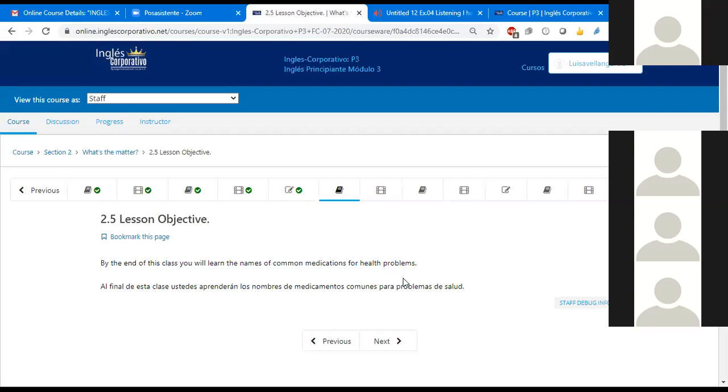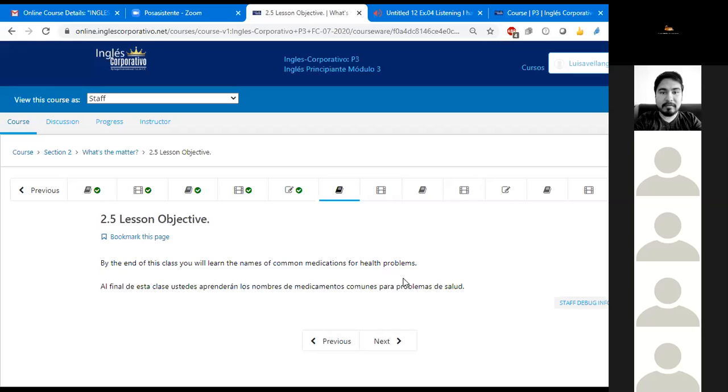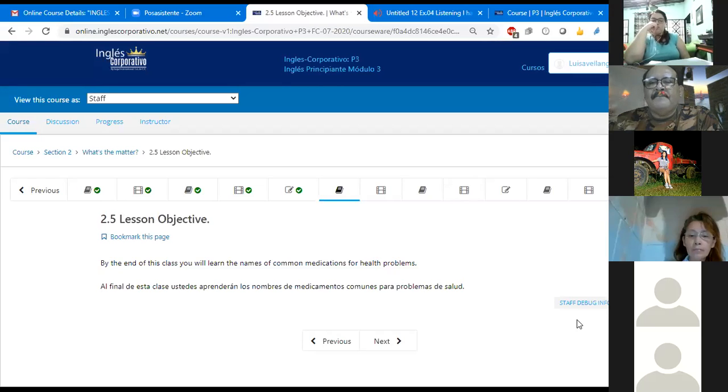When to use sore, pain, heart, and ache. For that one, there is not a specific rule, right? When you want to say "tal parte me duele," you can say hurt. For everything you can use hurt. Hurt is more general. For example, my head hurts. Me duele la cabeza. If you translate it literally, you would say "mi cabeza duele," so you say my head hurts.